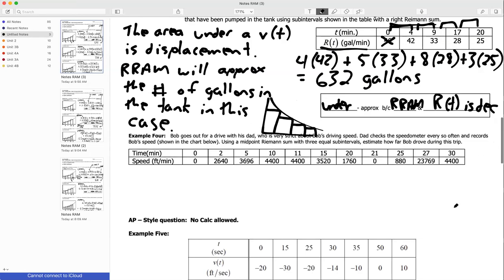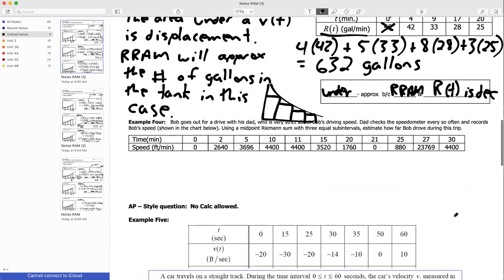Okay, so example 4 here. Bob goes out for a drive with his dad, who's very strict about Bob's driving speed. Dad checks the speedometer every so often and records Bob's speed, shown in the chart below, using a midpoint Riemann sum with 3 equal subintervals. Estimate how far Bob drove during this trip. Okay, so we need an MRAM with 3 equal subintervals.